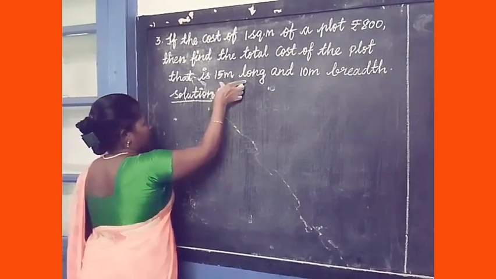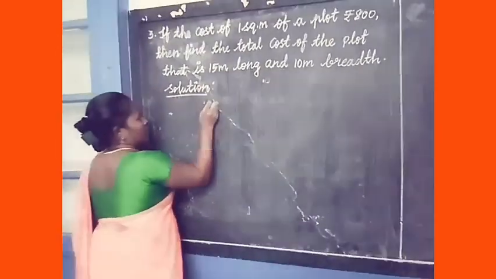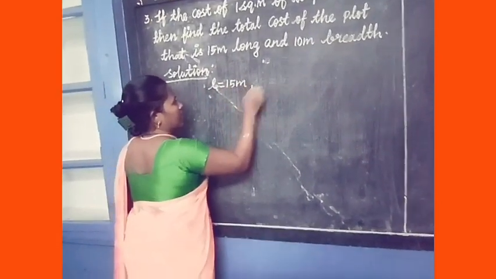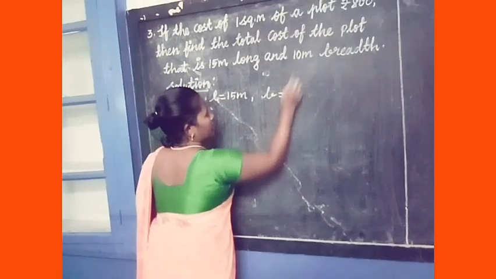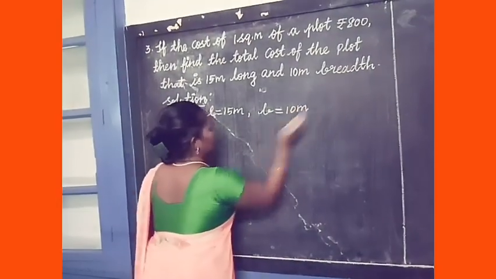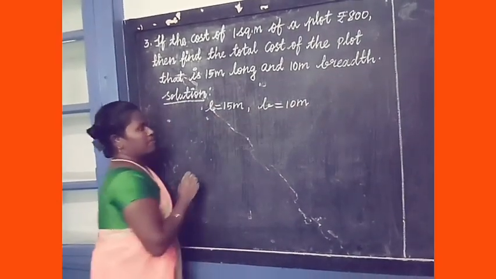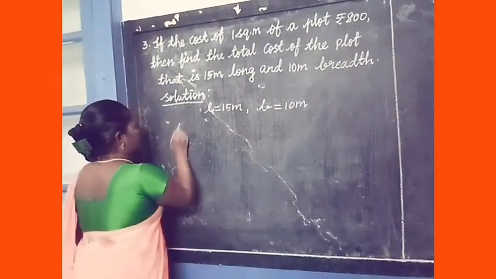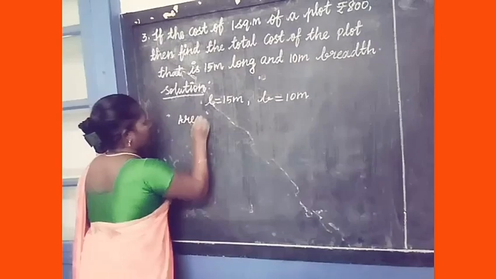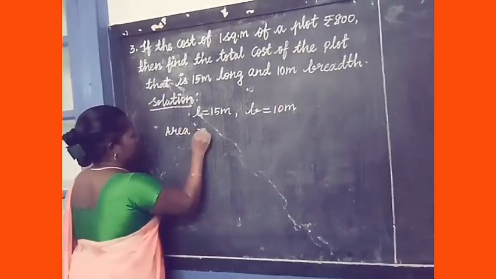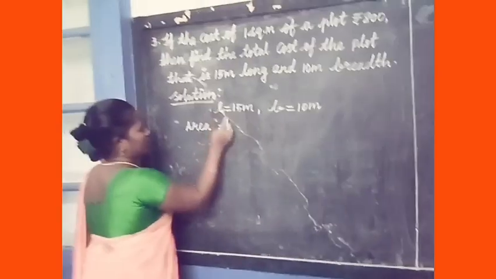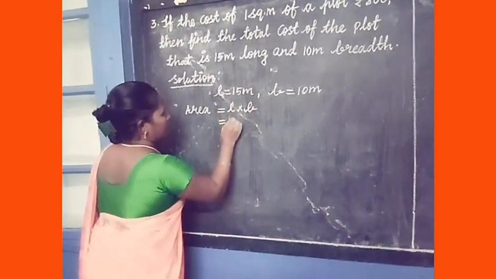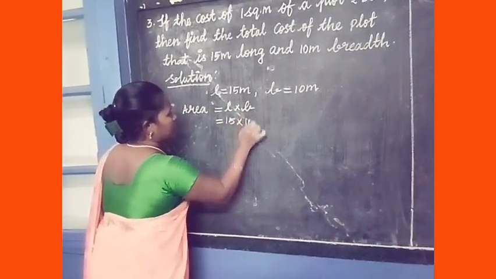First we write the given values. L is equal to 15 meter and breadth is equal to 10 meter. So L and B values are given, which means what formula do we have to use? Area of a rectangle. So we write area of a plot is equal to, the short way, area is equal to L into B.